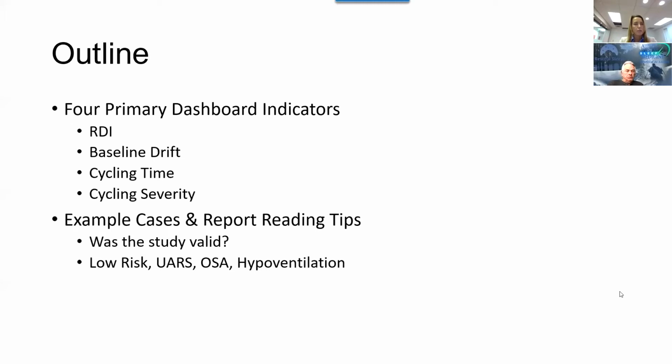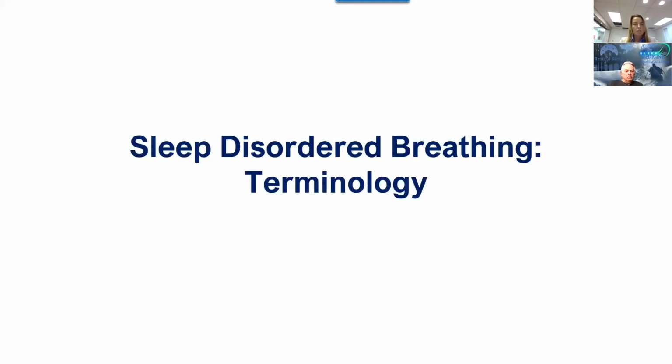As an outline today, we're going to go through some very high level things in terms of what sleep disordered breathing is. Then we'll be going through our 4 primary dashboard indicators: the respiratory disturbance index, or the RDI, the baseline drift, the cycling time and cycling severity, as well as some example cases and report reading tips. We'll be looking at how to determine whether the study was valid. We'll also be looking at low risk upper airway resistance syndrome, obstructive sleep apnea, and also hypoventilation syndrome. Okay, so to start off with some housekeeping, sleep disordered breathing terminology.